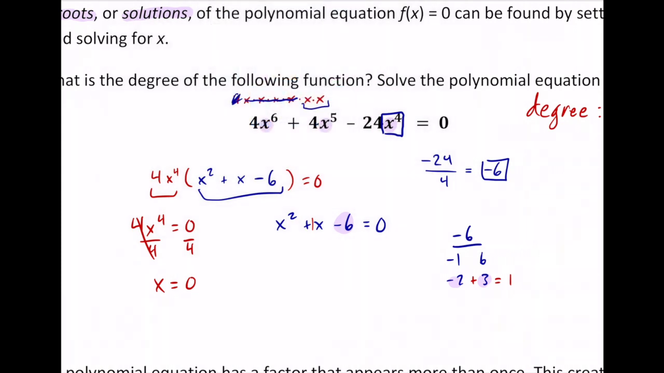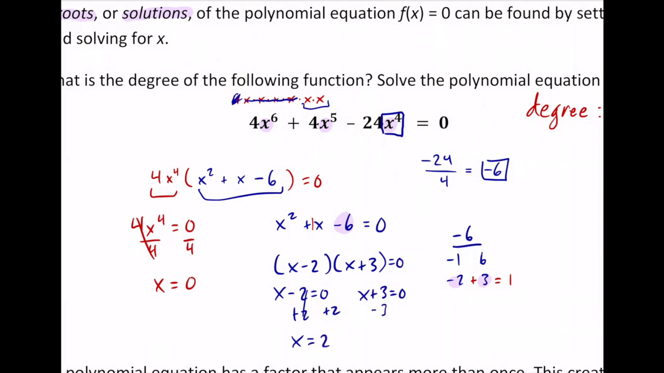So these are the two factors that I want to use. Just like always, we're going to factor using our two parentheses. We have x minus 2 and x plus 3. Then we can take each of those and set them equal to 0. So x minus 2 equals 0 and x plus 3 equals 0. We're going to solve to get x equals positive 2 and x equals negative 3. So we have three answers here: x is 0, x is 2, x is negative 3.